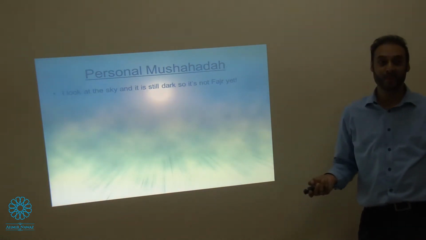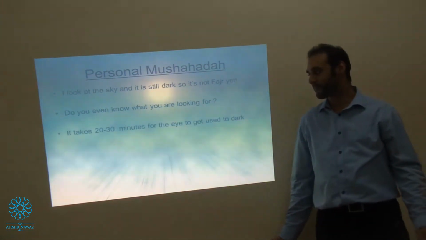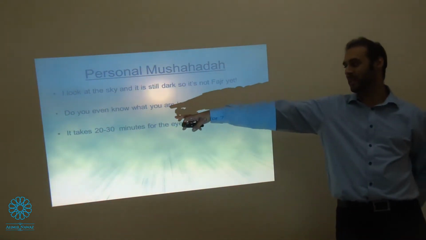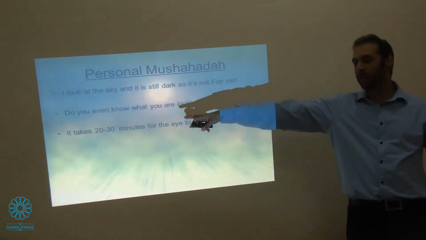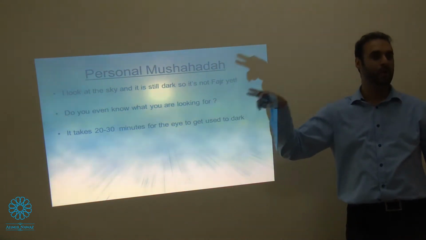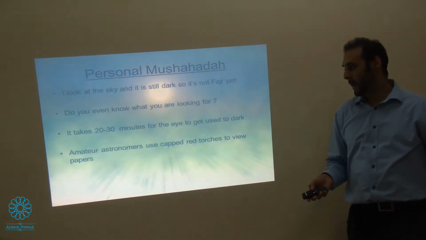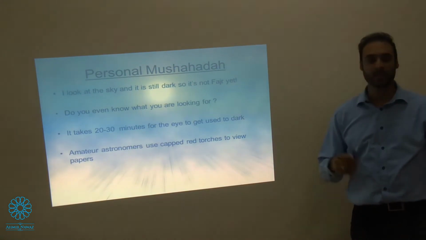Well, actually, no, that's incorrect. Do you even know what you're looking for? It takes 20, that's taken from Wikipedia, but it actually takes 40 minutes to several hours for your eyesight to become used to complete darkness. Amateur astronomers use red torches to view papers.